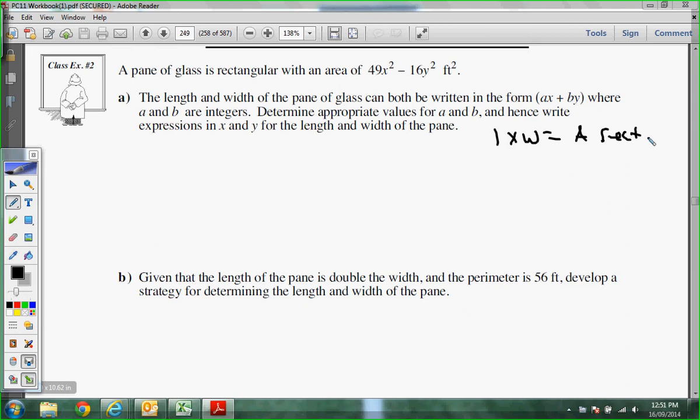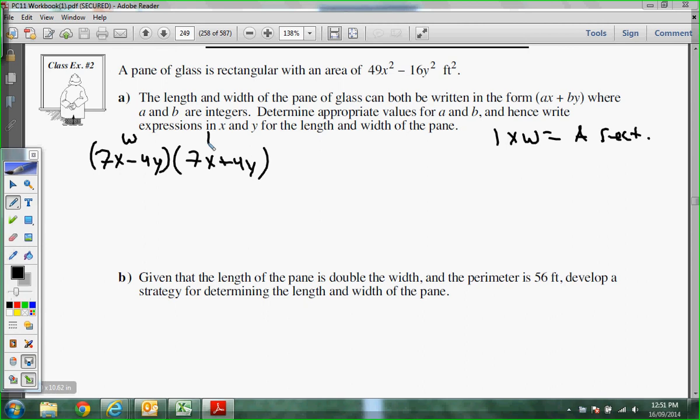What's that factored? What do you think, Davin? (7x minus 4y, 7x plus 4y). Those are different, right? So I'm going to call this one my width and this one my length, just because length is generally longer, right? So I'm just going to put length with the addition. It doesn't really matter. You'll still get the right answer in the long run. It just makes logical sense for me to do it that way. Okay, so we've identified our length and width. That was the first part.